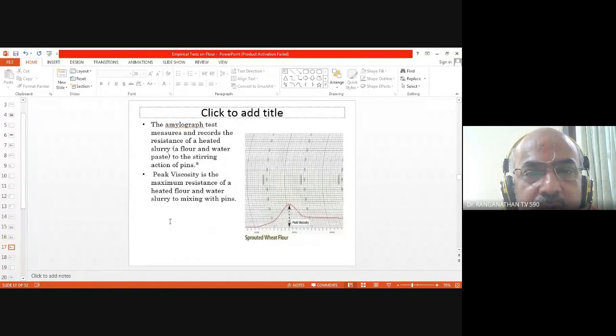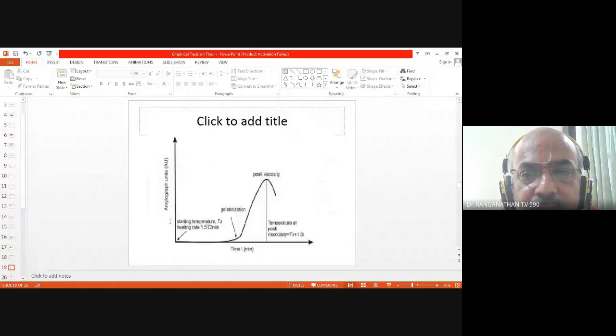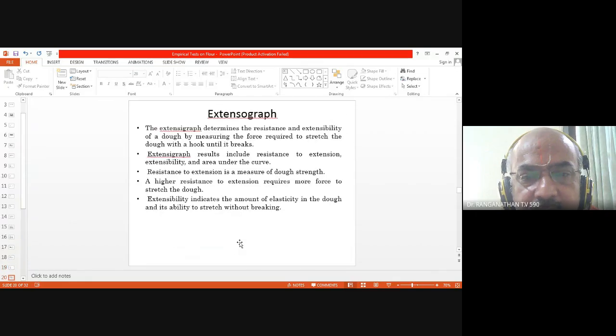So this is the thing. The peak viscosity, the onset, is what is called the gelatinization temperature.